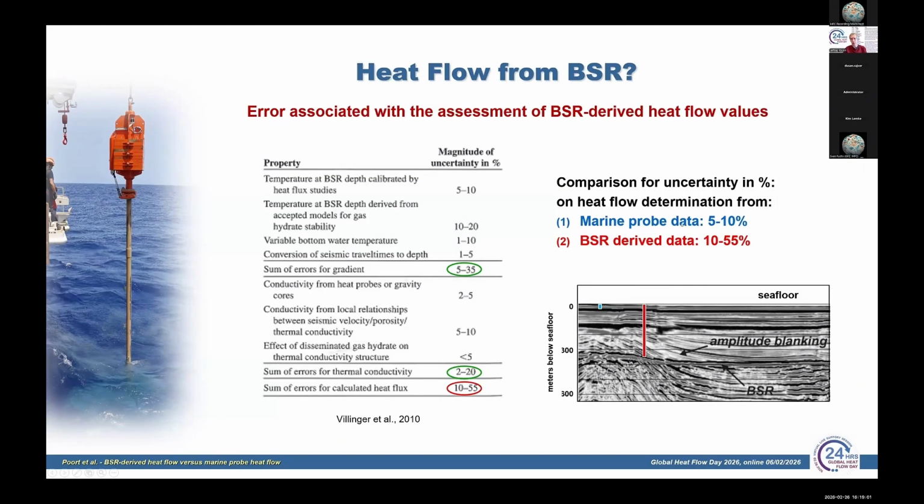If we compare this to the marine probe data, we see that there is a higher uncertainty in general on BSR-derived data than on marine data. But in some conditions, we can come to almost the same accuracy. Just to remind you that the probe data is only done in the very shallow part of the sediments, in general only 3 to 10 meters. Whereas the BSR will give information over a gradient between the seafloor and the BSR depth, so over much larger depth distances.